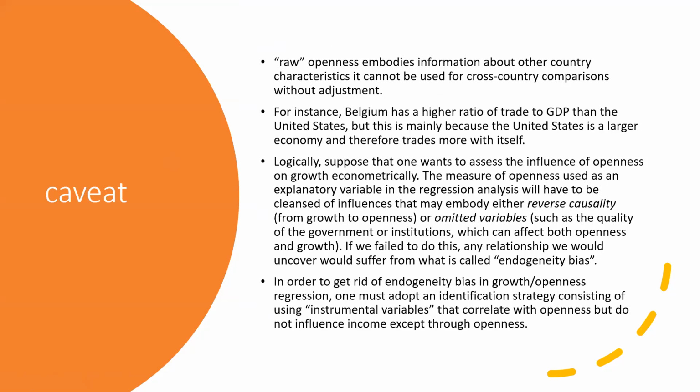No matter what you have done with openness, you have to be very careful in interpreting the results, because openness has information about other countries, and so it needs certain adjustment before you can use it for cross-country comparison. For instance, the higher ratio of trade to GDP for Belgium may be higher than that of the US, basically because of the size of the economy and nothing more.